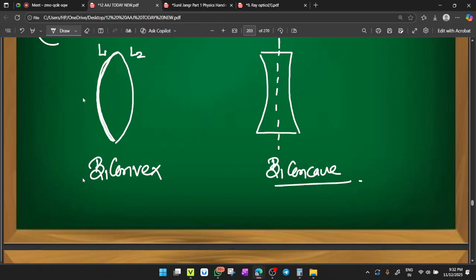So these have two faces. Check here, there will be two centers of curvature. For L1, the center of curvature will lie here. This is supposed to be C1. And here it is L2, and the center of curvature C2 will lie here. Clear or not clear?